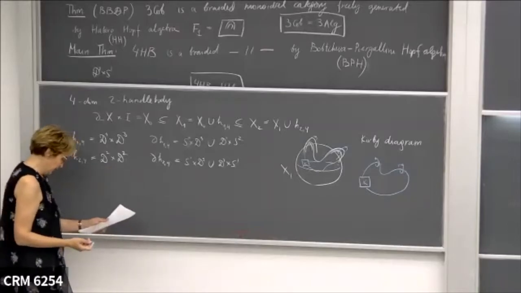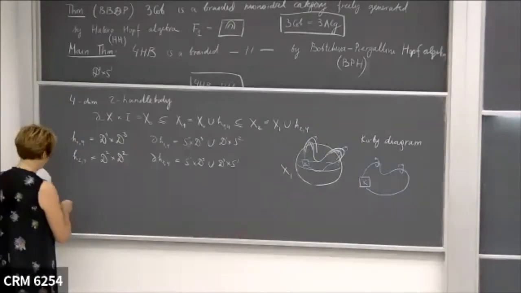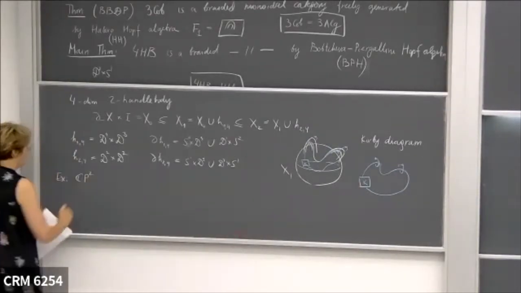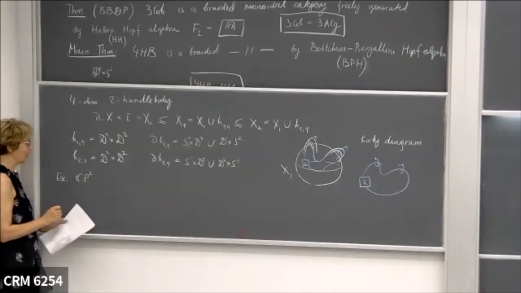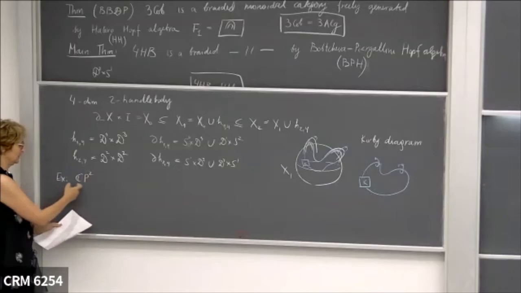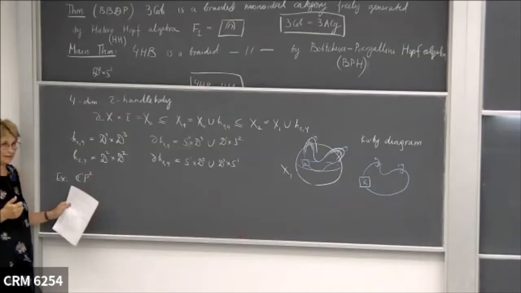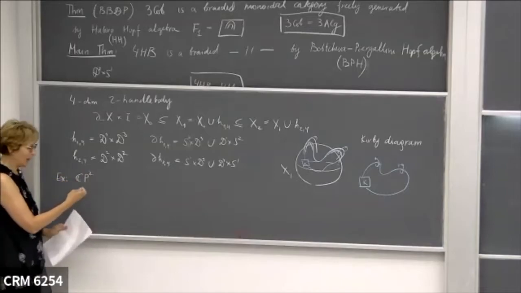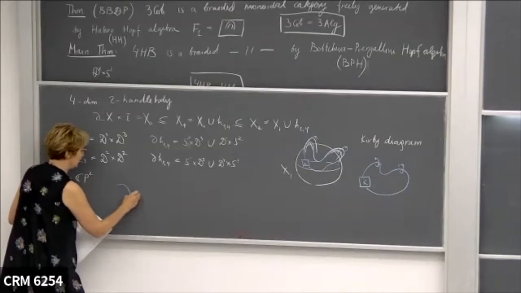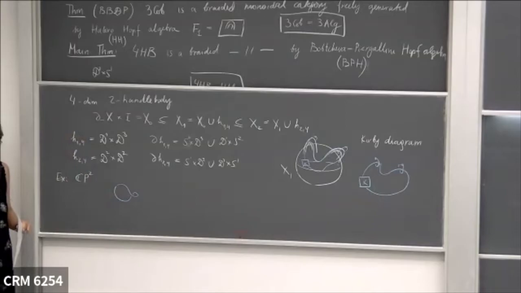Okay, so let us consider another example, which is CP2. This manifold is obtained from a four ball: it has one zero handle, one two handle, and one four handle. So in each even dimension, one handle. This is a closed four-dimensional manifold. There is no one handle, so there is just a two handle. So the Kirby diagram would be just that one.